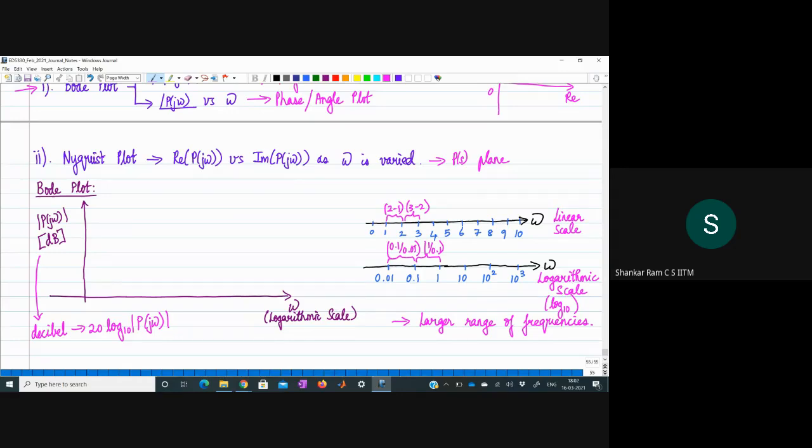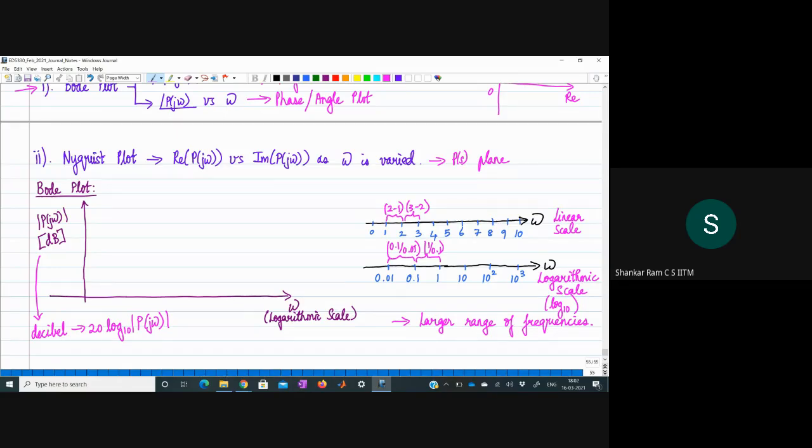So essentially, we have this fundamental difference or fundamental advantage of the scale of interest. Okay, so with a logarithmic scale, we can plot a larger range of frequencies which will be of interest.